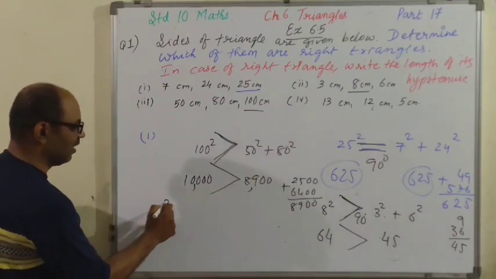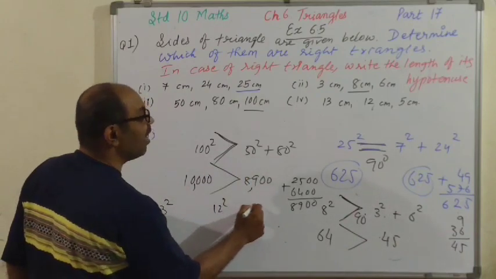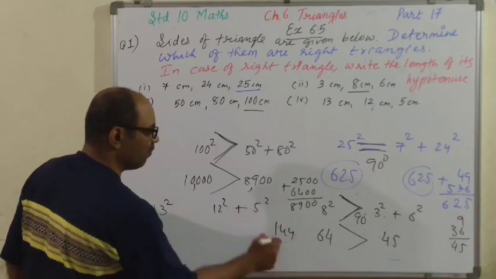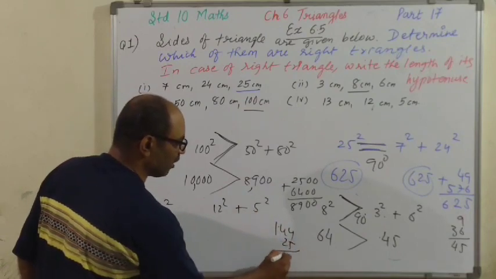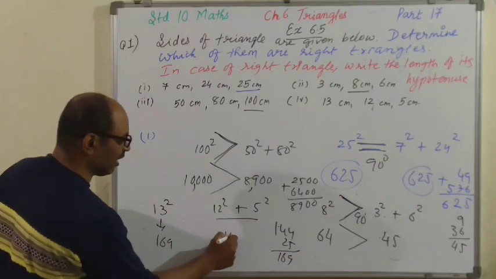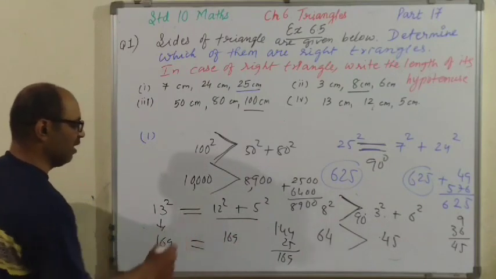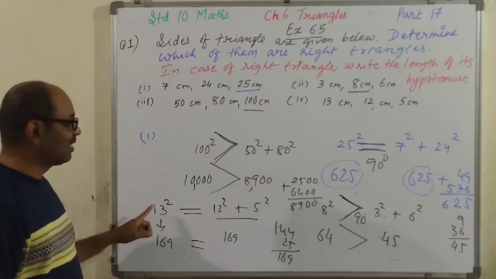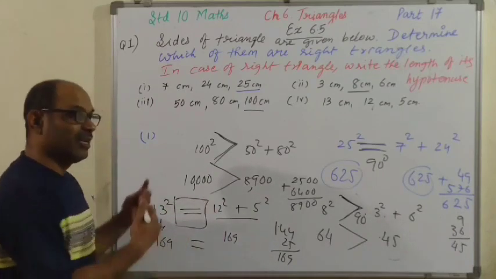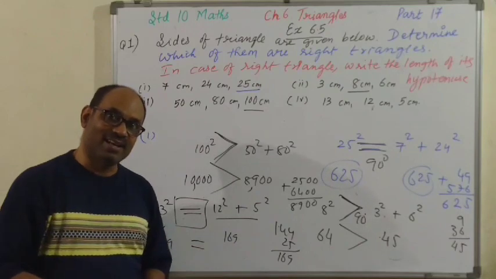13 is the biggest. 13 square. 12 square or 5 square. 12 square is 144. Yeah, plus. 5 square is 25. Total 169. 13 square is 169. इसका total भी 169. So equal. So square of the longest side is equal to the sum of the squares of the other side. Equal. So equal to 90 means right angle triangle.